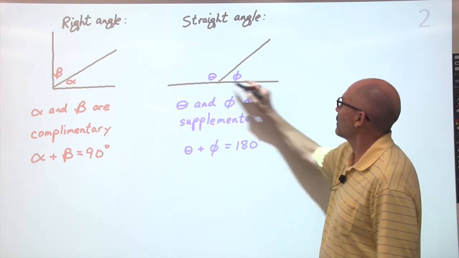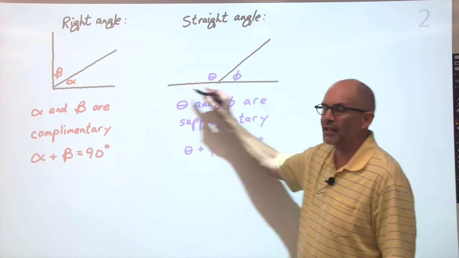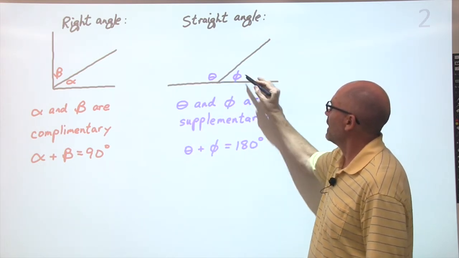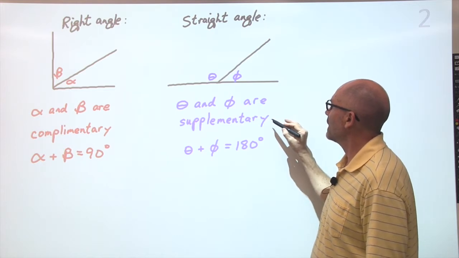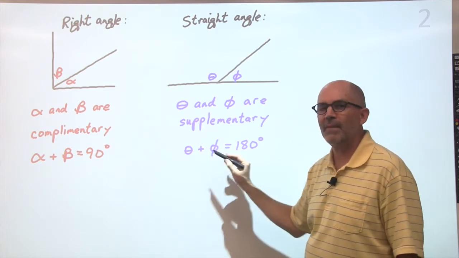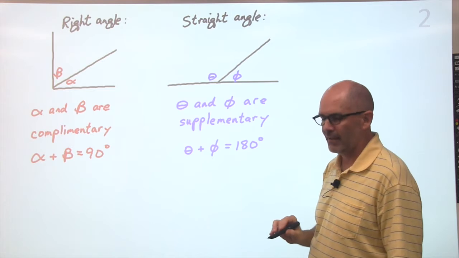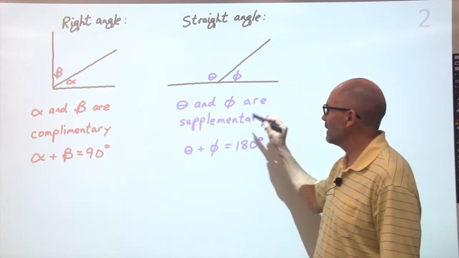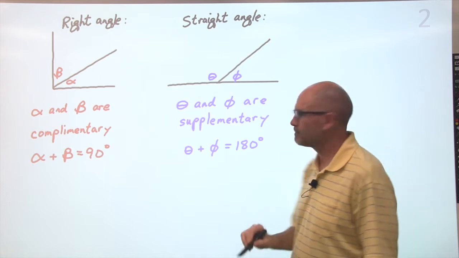And also, here we see a straight angle, which is basically just a straight line. Now, the two angles here, theta and phi, are supplementary because their measures add up to 180. So, complementary add up to 90, supplementary add up to 180.